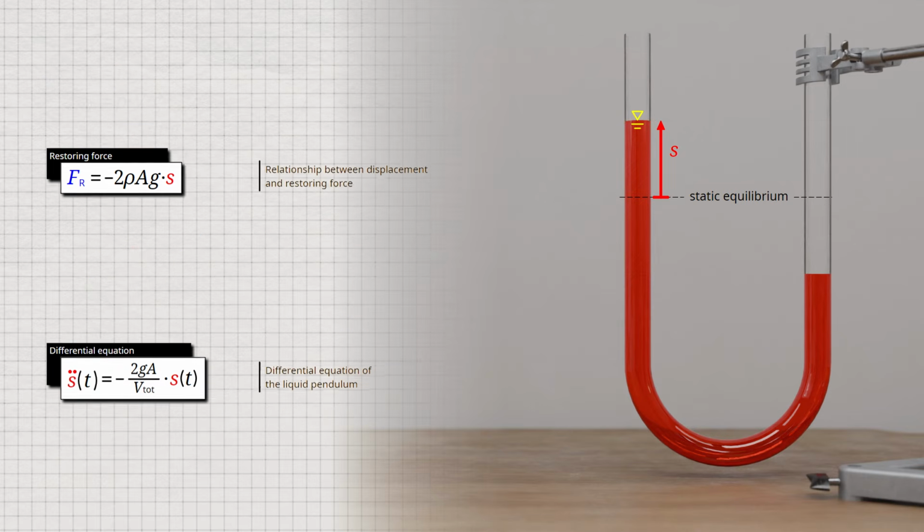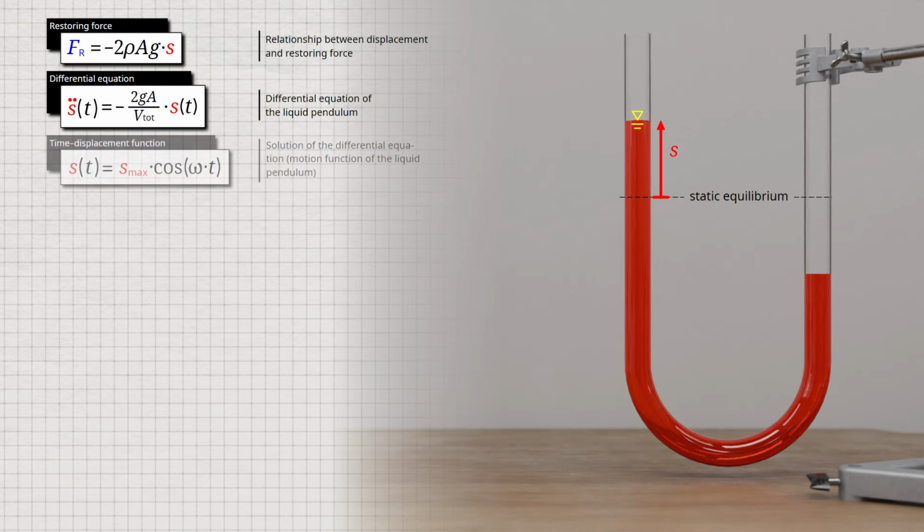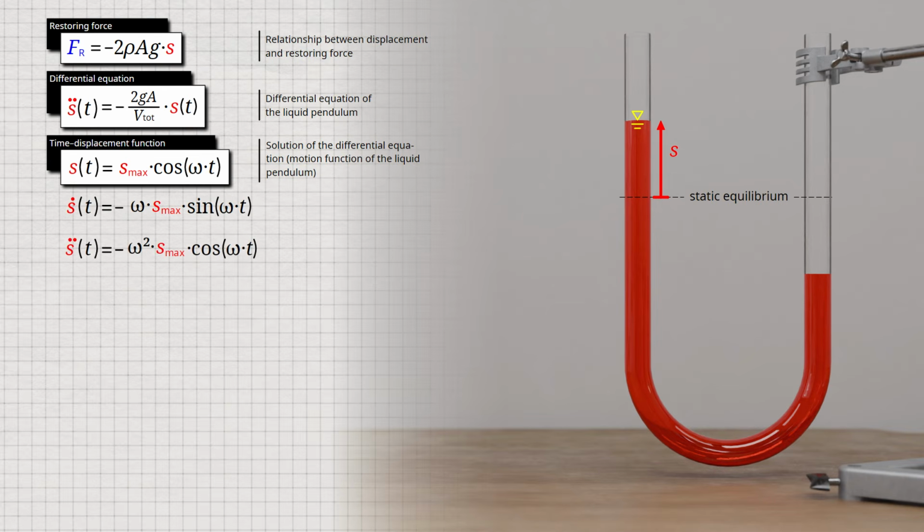The solution of this differential equation is the motion function of a harmonic oscillation. The condition under which this function describes the oscillation of the liquid level becomes clear when we substitute the displacement function into the differential equation. For this, the displacement function must be differentiated twice. The result is the function given.